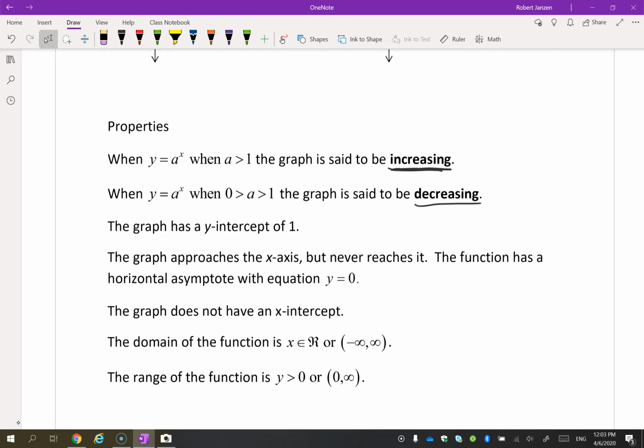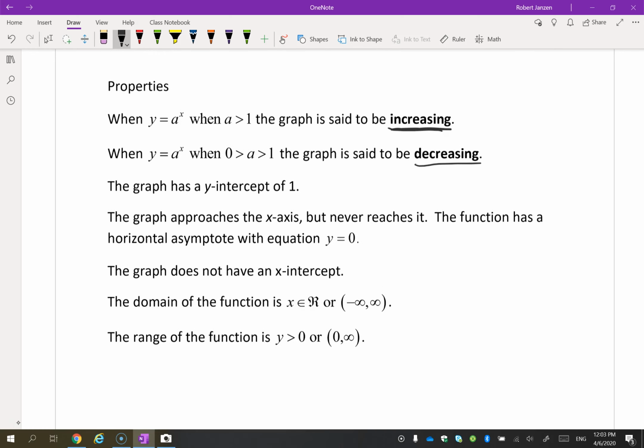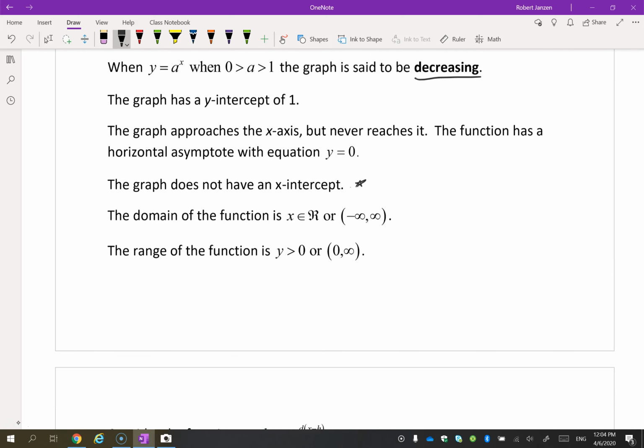Okay, the graph has a y-intercept of 1, you've seen that. The graph approaches the x-axis, so it has a horizontal asymptote at y equals 0. Okay, the graph does not have an x-intercept unless we do some transformations. We will have some that have an x-intercept. Okay, the domain is negative infinity to infinity, the range is 0 to infinity. We saw that yesterday.